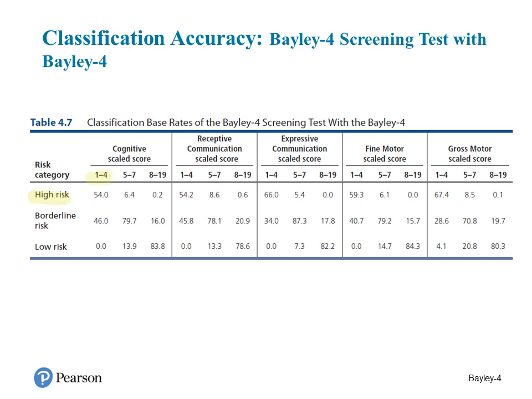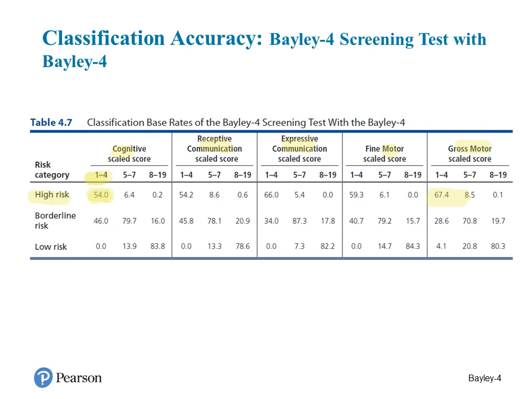to 4, you notice for cognitive, receptive, expressive, fine motor, and gross motor that the prediction rates were about 54% of individuals who were identified as high risk on the Bayley-4 screening test were also identified as effectively at risk, looking at their scale score on the Bayley-4. And you notice that these percentages range from 54 for cognitive to 67.4 for gross motor.